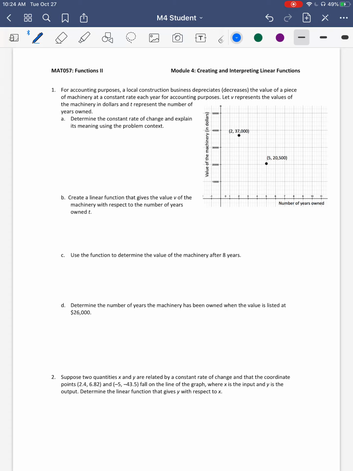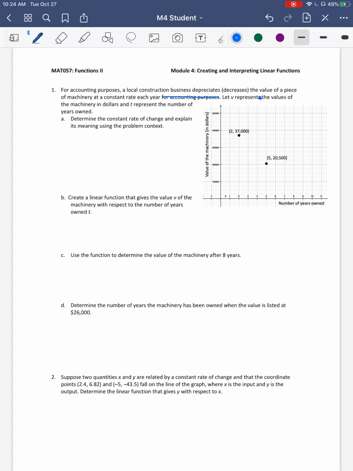So here we go. Question number 1 says, for accounting purposes, a local construction business depreciates, which means decreases, the value of a piece of machinery at a constant rate each year. Let V represent the value of the machinery in dollars and T represent the number of years owned. The first part says to determine the constant rate of change and explain its meaning using the problem context.